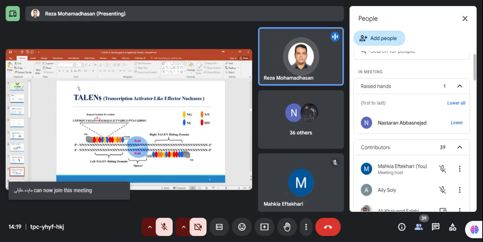The TALEN system is so big. The whole system is about 5 kb. So it means it's a huge DNA fragment when you want to transfer it into the cell to edit the DNA.